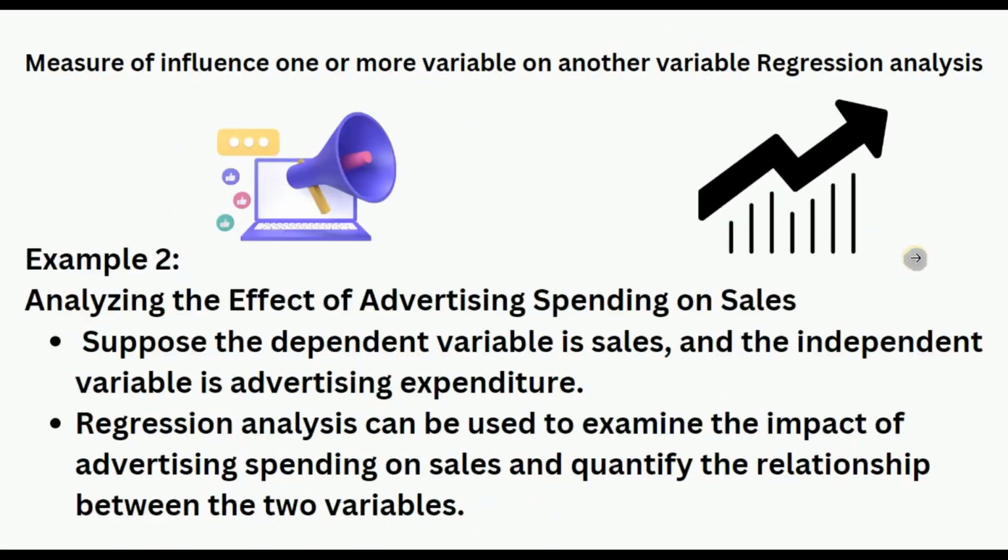Let's go further with another example, sales and advertising. Suppose the dependent variable is sales, which we have to find out, and the independent variable is advertising expense. What amount of advertising expenditure will affect sales, we can measure the relation between them with this regression analysis. We have only taken two variables here, one dependent and one independent, and quantify the relation between them.